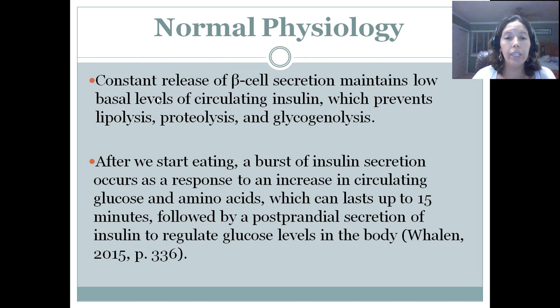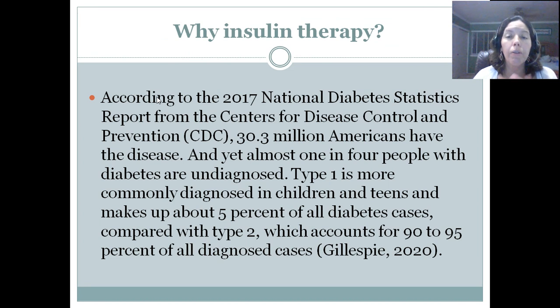After we start eating, a burst of insulin secretion occurs as a response to an increase in circulating glucose and amino acids. This can last up to 15 minutes, followed by a postprandial secretion of insulin to regulate glucose levels in the body. Now, if our body doesn't do this naturally, we may need insulin therapy.